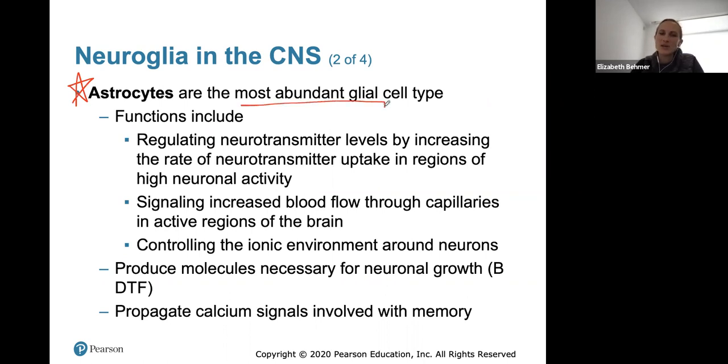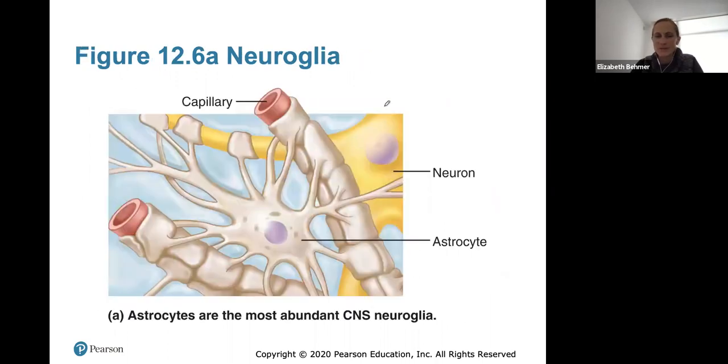Their functions include regulating your neurotransmitter levels by increasing the rate of neurotransmitter uptake in regions of high neuronal activity. The signaling increases blood flow through the capillaries in active regions of the brain, and they help to control the ionic environment around neurons. They produce molecules necessary for neuronal growth, like BDNF, and they also propagate calcium signals involved with memory. So this is a look at what an astrocyte looks like.